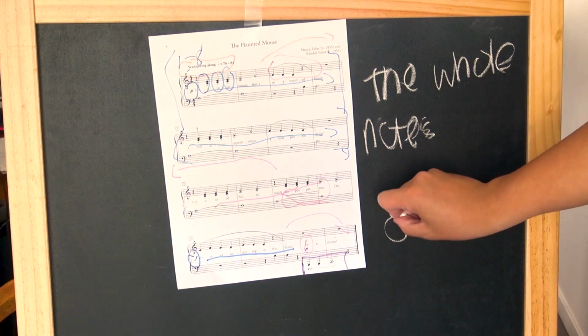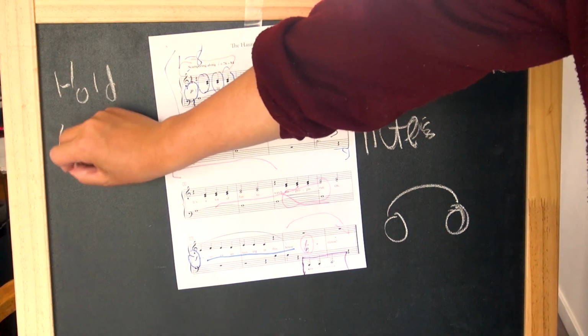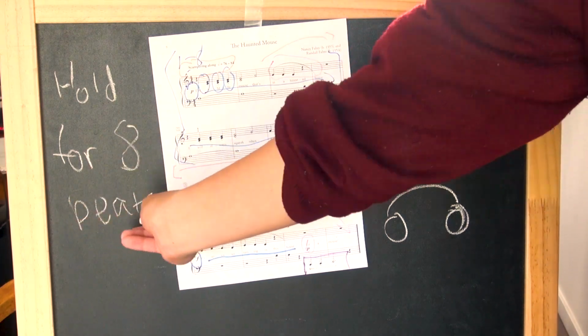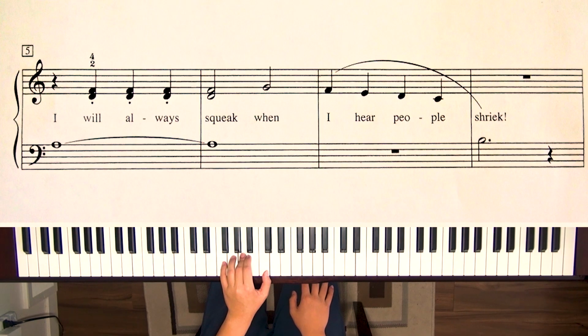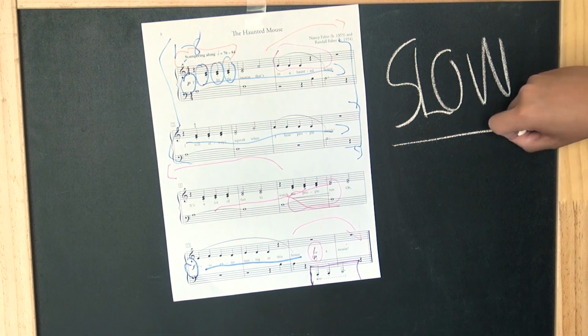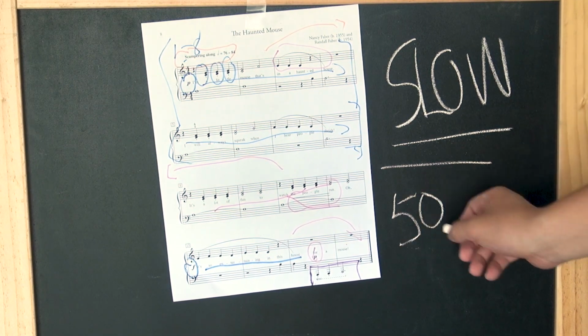As you can see, the whole notes take up 2 measures. It will sound like this. 1, 2, 3, 4. 1, 2, 3, 4. Release. Start it slow as always and practice each measure hand separately.